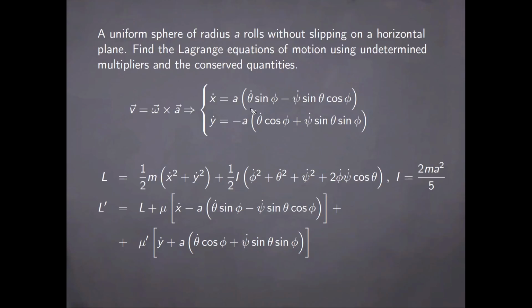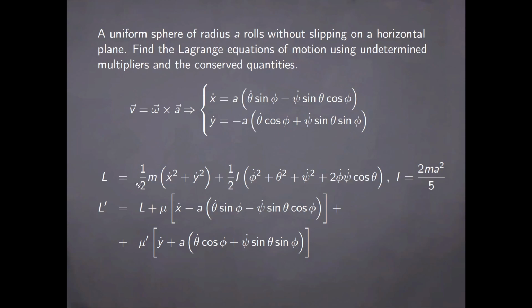And finally, as an interesting discussion, we can look at a slightly more complex problem, which is that of a uniform sphere of radius a, which would roll without slipping on a horizontal plane. What we want now is just to find the Lagrange equations of motion using undetermined multipliers, and to also look at possible conserved quantities. Once again, the constraint on the velocity is of this form, and it translates into the two Cartesian components of the velocity being related to the components of the angular velocity in the laboratory frame.